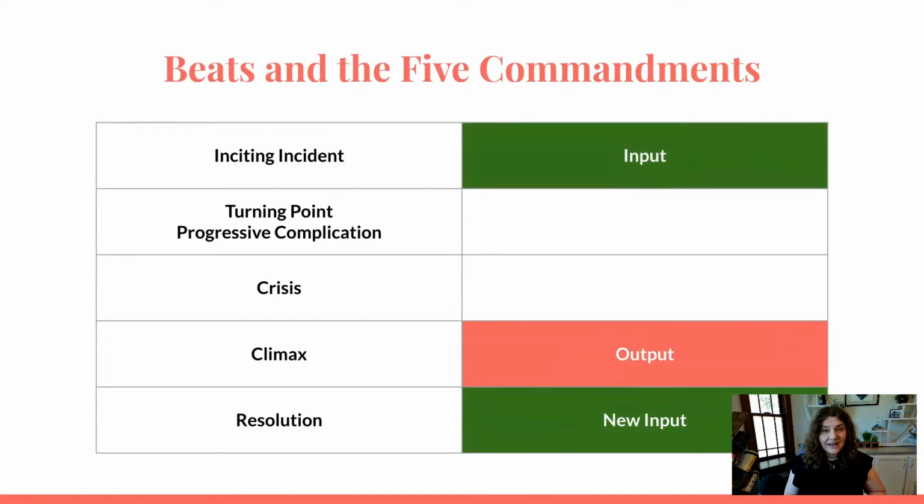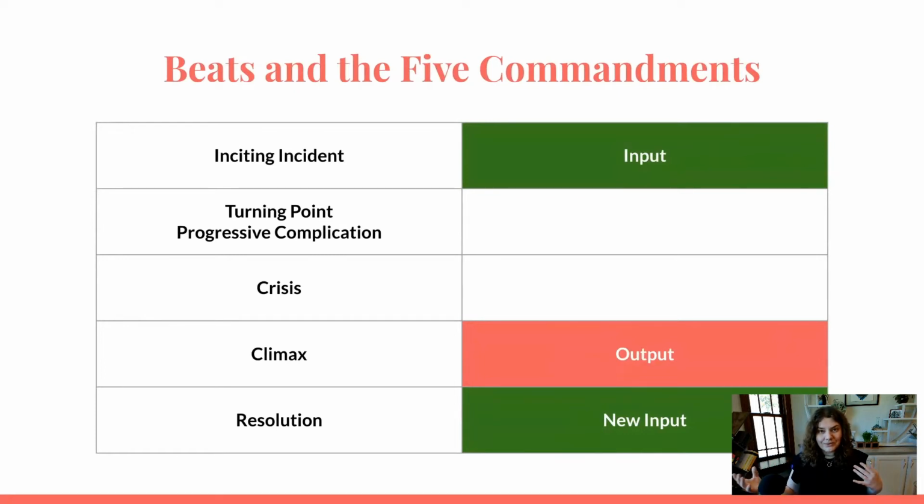So then, because this is a very small unit of story, we might have the turning point progressive complication on the page if we see them processing what's going on. We might have the crisis if they're not sure what to do. But often those can be implied because it's so small of a unit of story. And then the output, this is what they decide to do as a result of it. That's the climax. And that's the answer to the inciting incident posed by the input.